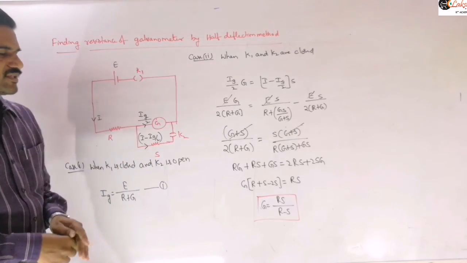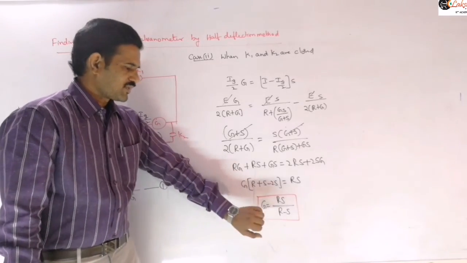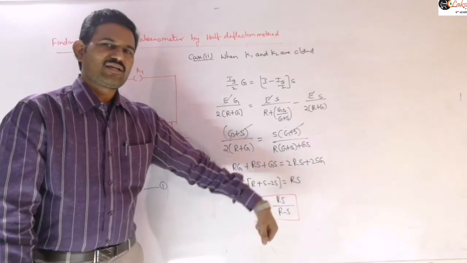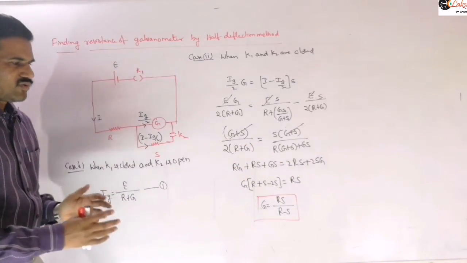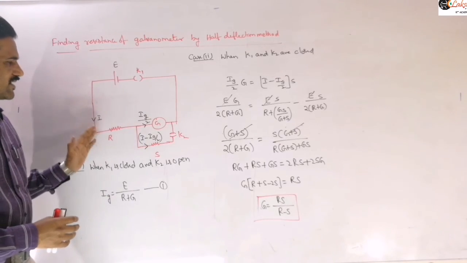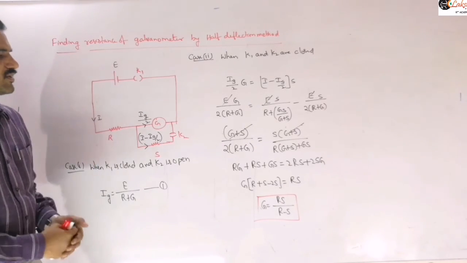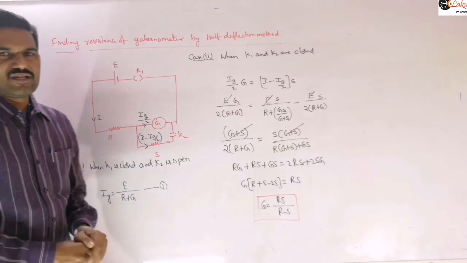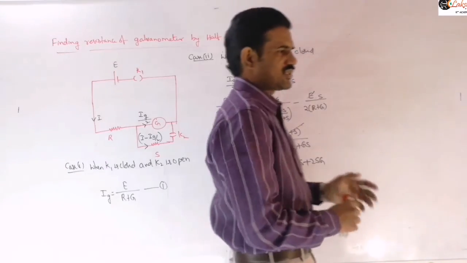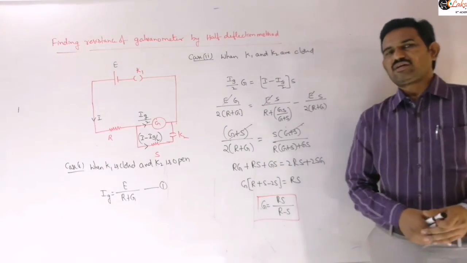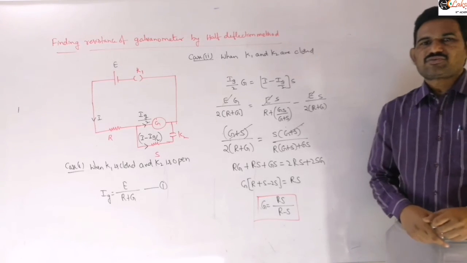After selecting that S value, the resistance of the galvanometer can be calculated by using this equation, R into S by R minus S, where R is a high resistance connected in series with the galvanometer, and S is the resistance connected in parallel with that galvanometer. So that is the working of this galvanometer and some important cases related to it.